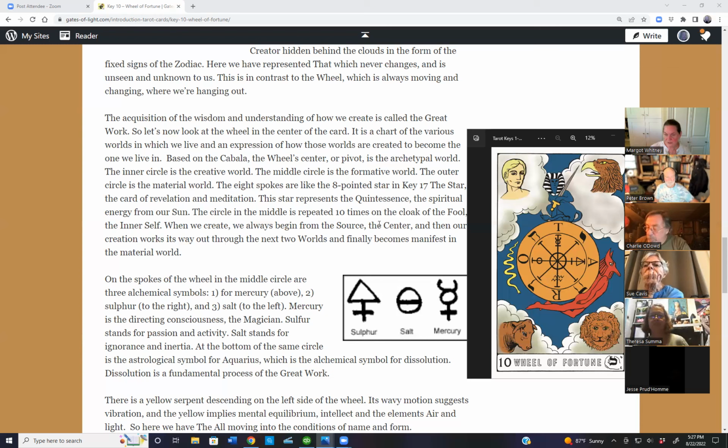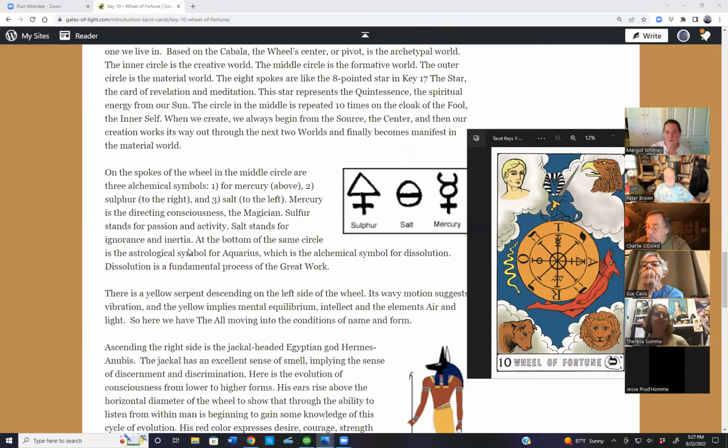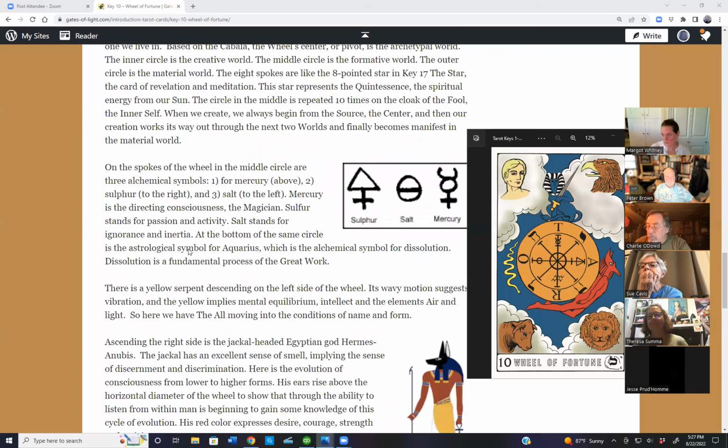So we always begin from the source, the center, and our creation works its way out through the next two worlds and finally becomes manifest in the material world. Yay! I have this little mouse gadget. That's final manifestation right there. Somebody's idea was the archetype, and then it was created. We're used to creating with our hands and making things. But since there's only mind that exists, you can bypass the hands, which is what the Hanged Man does. His hands are behind his back, and that expresses that he creates totally with just his mind. That's called trusting God for the outcome.